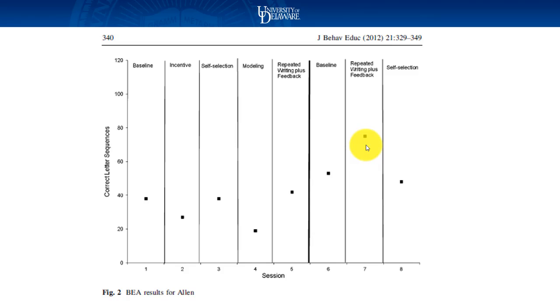Perhaps because Alan's underlying skill deficit was due to the need for increased practice and increased feedback, whereas Ned's was due to needing a type of motivation. So for Alan, we would implement a Tier 3 intervention that uses repeated writing or practice plus feedback.